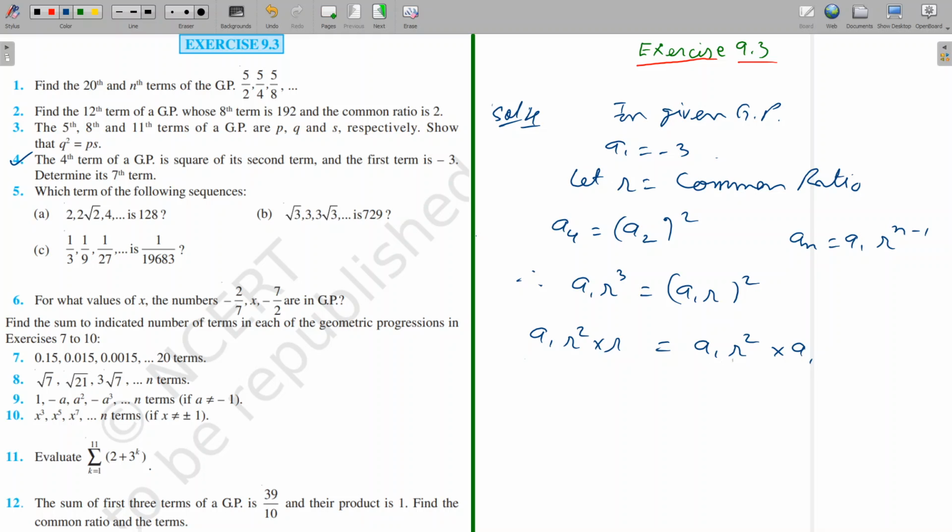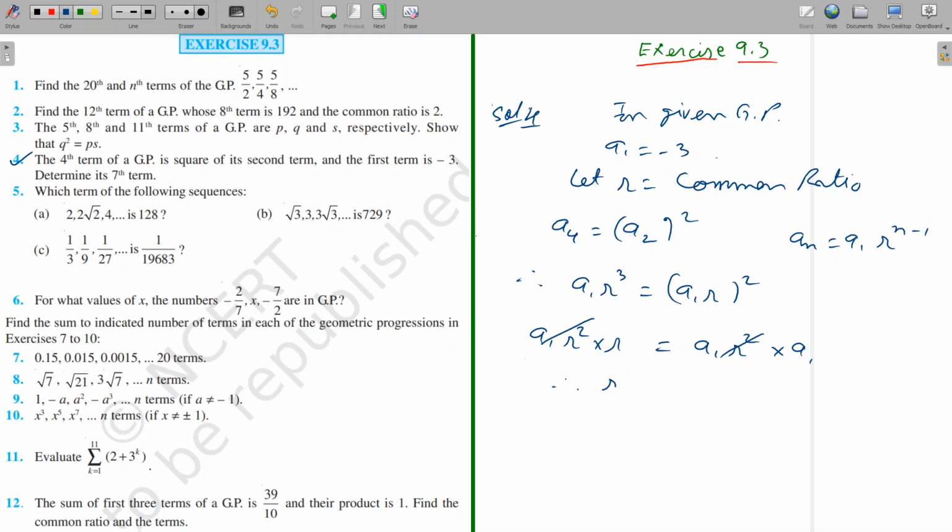Why have we written it in this way? So that we can cancel A1 R square on both sides, because this will become A1 square R square. So rewriting A1 square R square as A1 R square into A1. So these two being cancelled out, what we will get is R equal to A1.